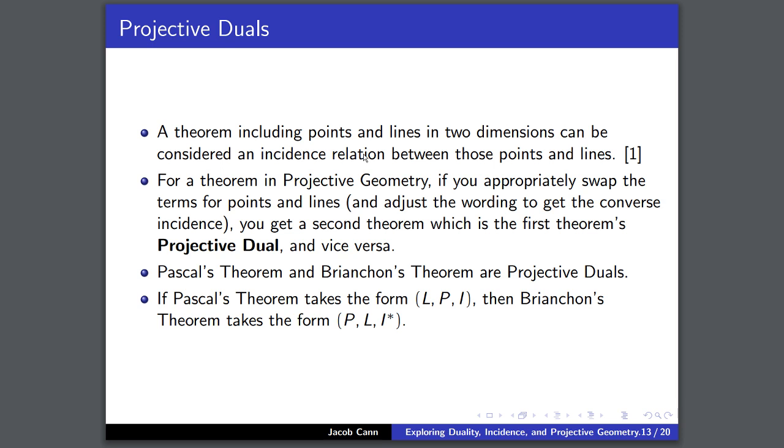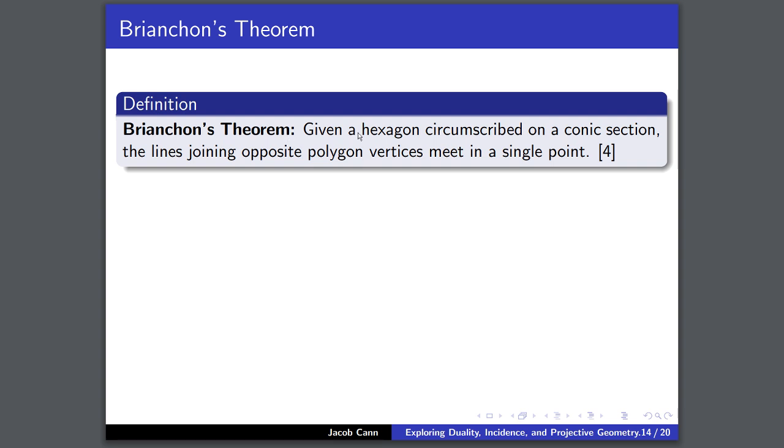Pascal's theorem and Brianchon's theorem are one such example. If Pascal's theorem takes the form of line, points, and the incidence between them, then Brianchon's theorem takes the form of points, lines, and the converse incidence between them. So Brianchon's theorem is this: if you're given a hexagon circumscribed about a conic section, then the lines joining opposite polygon vertices meet in a single point.